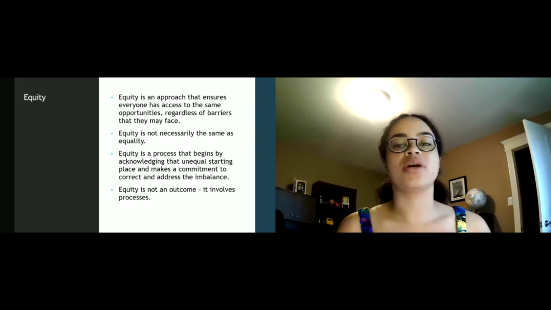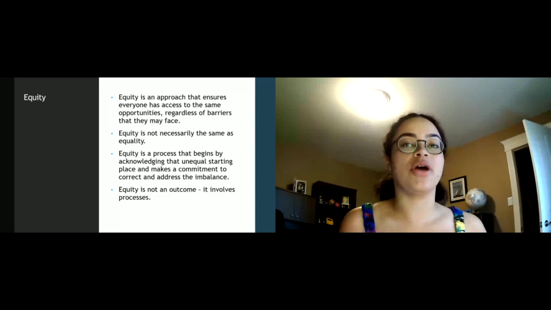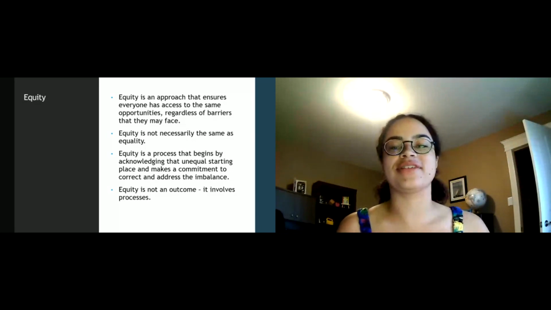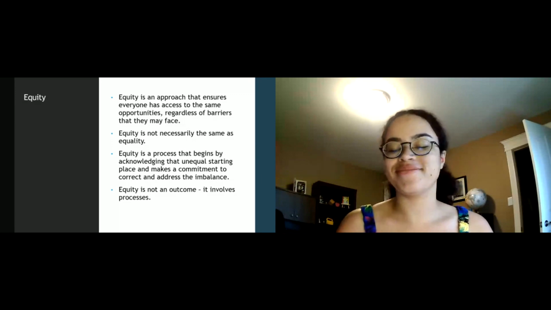Equity is actually a process that begins by acknowledging the unequal starting points that people have due to the barriers that different people face. We have to acknowledge that people are starting in different places, and it makes a commitment to correct and address these imbalances. So unlike inclusion and diversity, equity is not an outcome. It involves processes, and we want to make sure that our processes are equitable.